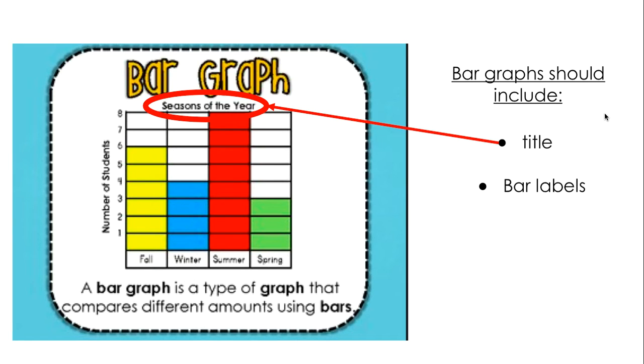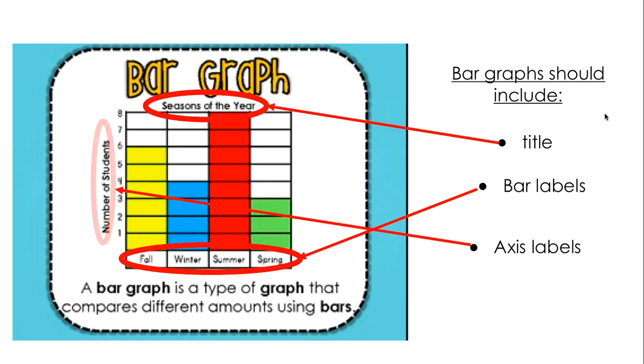You should also have some bar labels. Those are the ones underneath the bar that tell you what was surveyed or the data that was collected for the graph. So in this instance, it's fall, winter, summer, and spring, which matches our title, seasons of the year. You should also have an axis label included. That is the thing that tells you what the numbers represent on the side of your graph and what the bars are labeled as. So for this graph, it's the number of students.